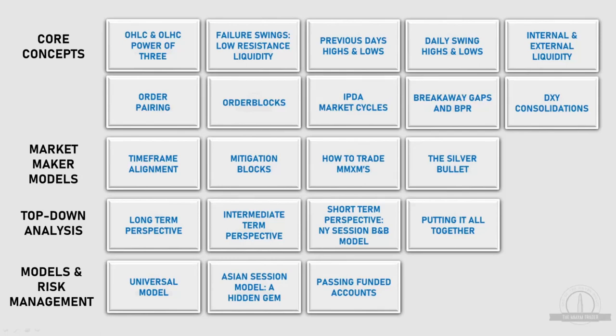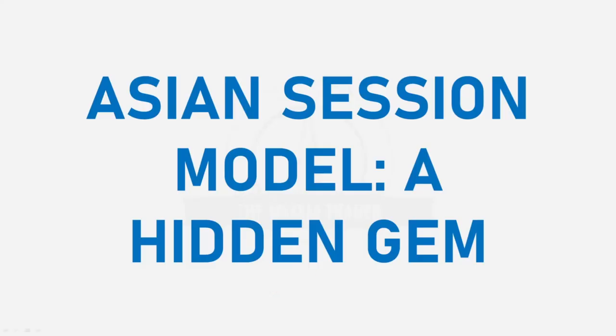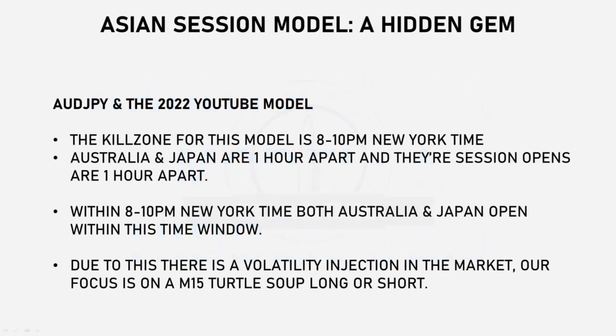Now that we've gone over our universal model, let's move on to an Asian session model, a hidden gem. Before we start off, it is a highly requested Asian session model by our Asian-based traders from Twitter. With Asia session generally being a lower probability session, this is the most consistent and high probability bread and butter based model, and it repeats, and it is easy, and it has very little moving parts.